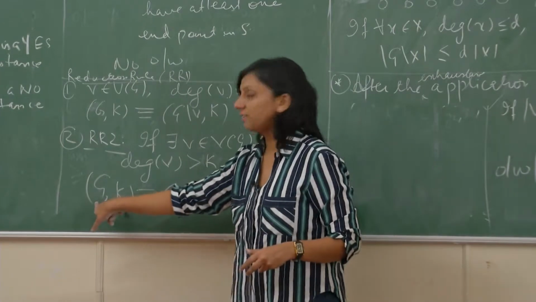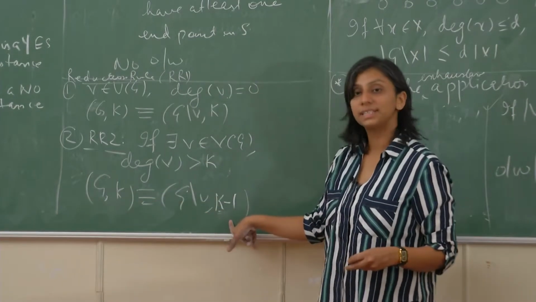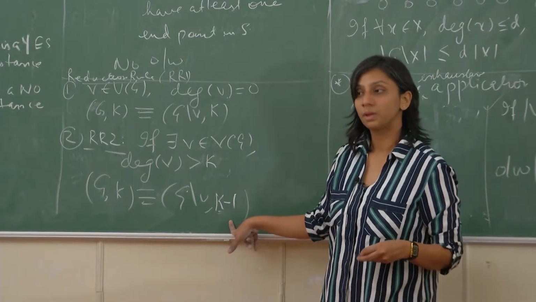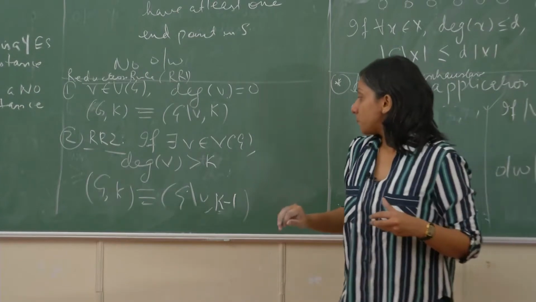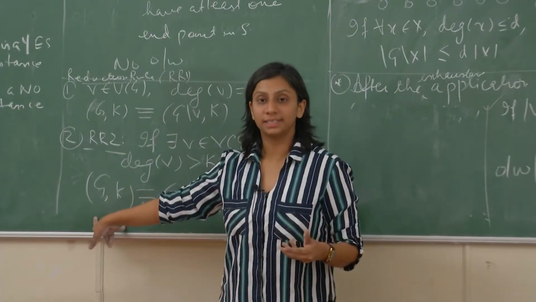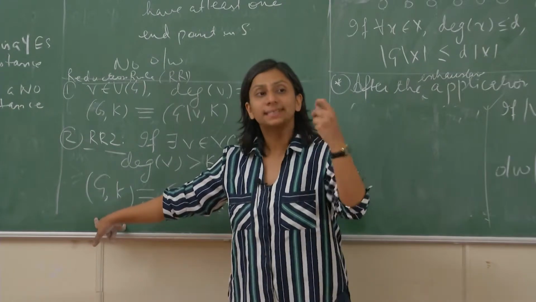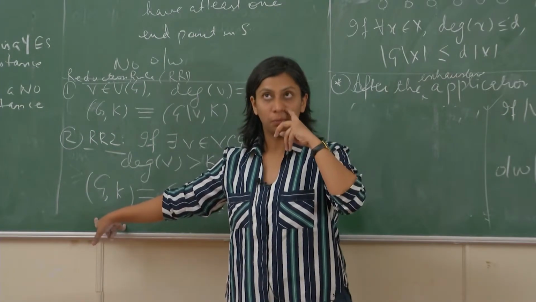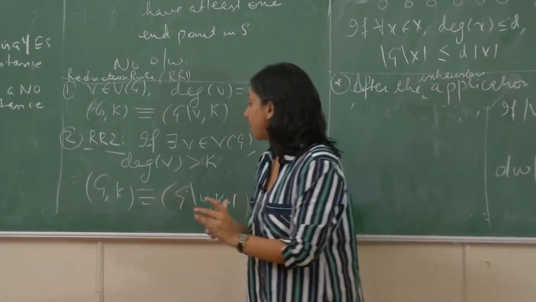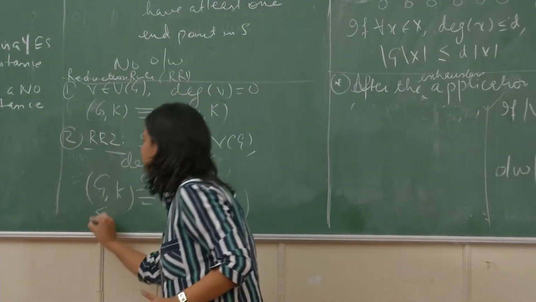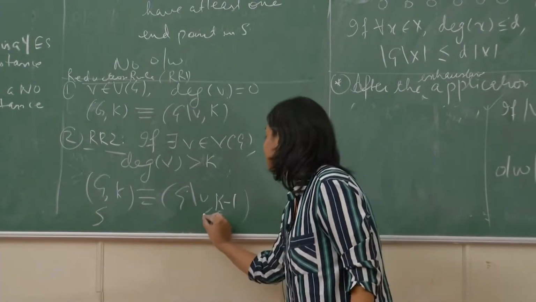If this has a vertex cover of size k, will this have a vertex cover of size k minus 1? Why? You give me some vertex cover of this graph. Okay, suppose you give me a vertex cover S of this graph. Is S a vertex cover here?